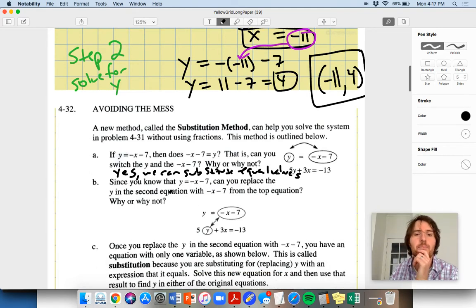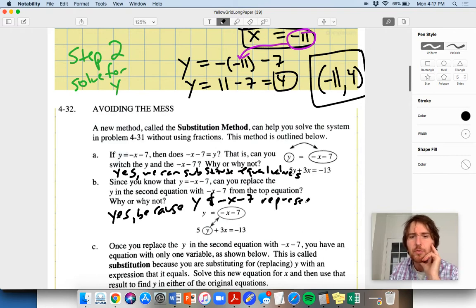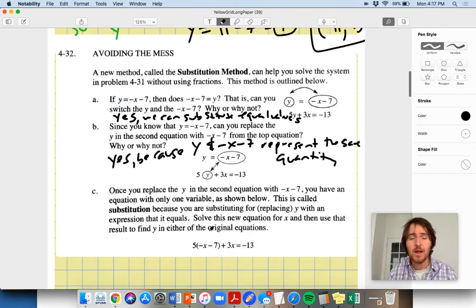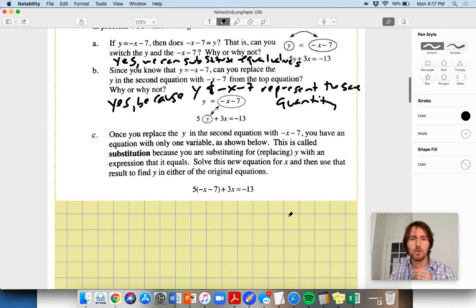B. Since you know that y equals negative x minus 7, can you replace the y in the second equation with negative x minus 7 from the top equation? Why or why not? Yes, because y and negative x minus 7 both represent the same quantity. They're in an equation together after all. y is the same thing as negative x minus 7. So sure, you can replace y with negative x minus 7. That's what equals means, equal quantities, so they can be replaced here. This is the substitution property of equality.